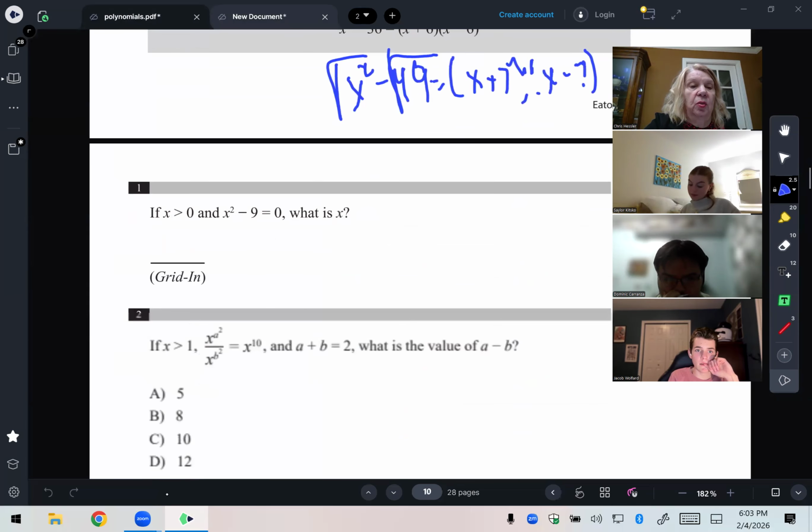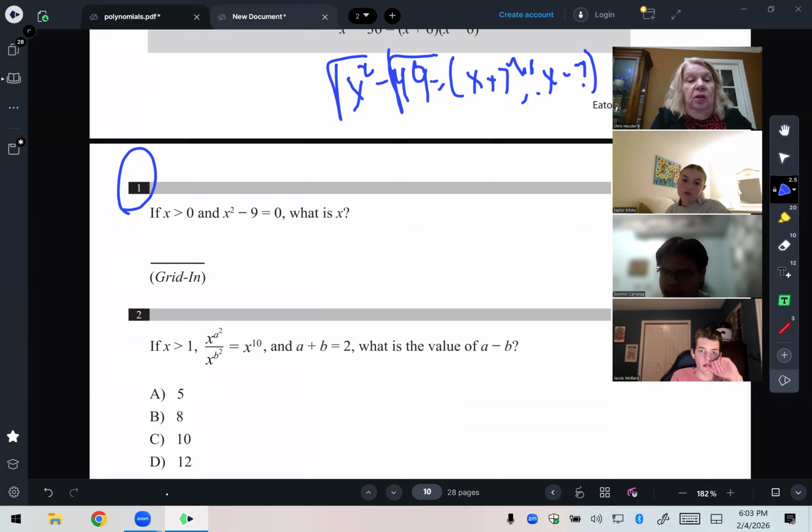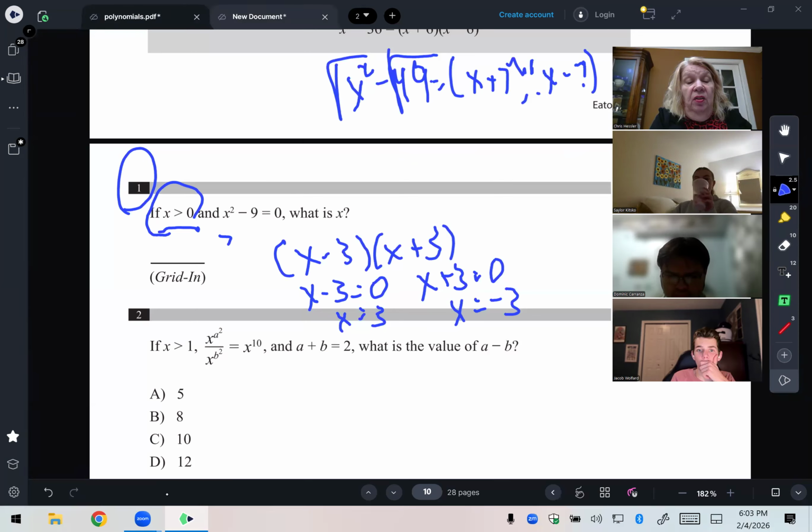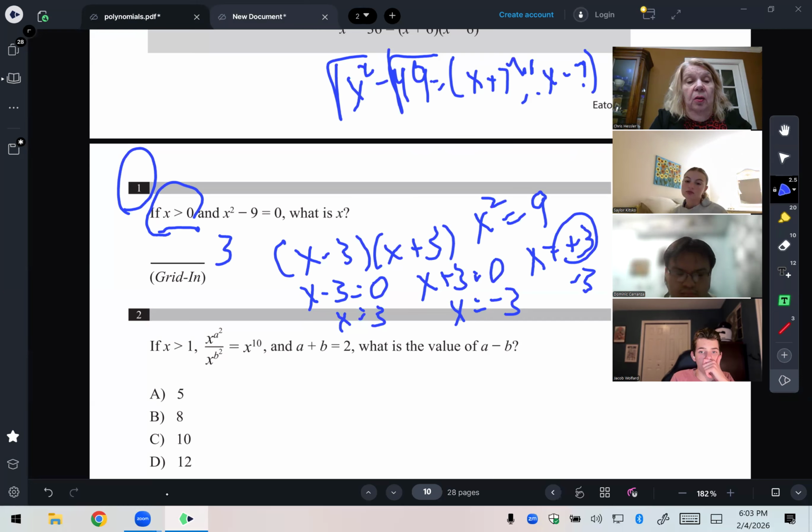And so let's go to this first one. We just want to give you just enough practice that you can see the difference of two squares. So in this one, x is going to be positive. We could say this is x minus 3 and x plus 3. And so they're setting them each to 0. x could be 3, or x could be minus 3. But we want the positive answer, so we'd have to say 3. We could also say x squared, add 9 to both sides, but in that, we want the positive one, right? So we have to pick the positive value.